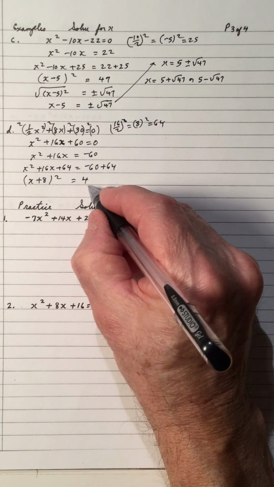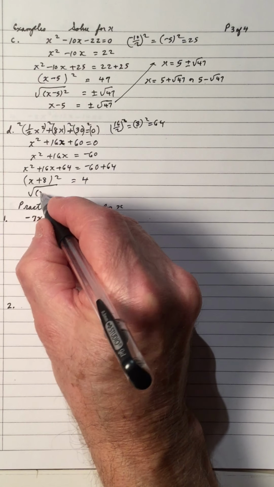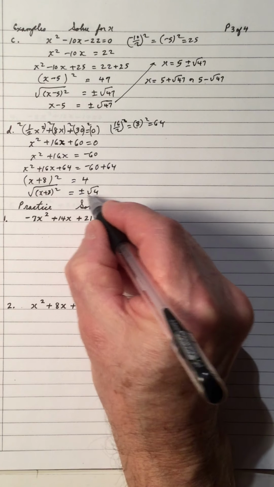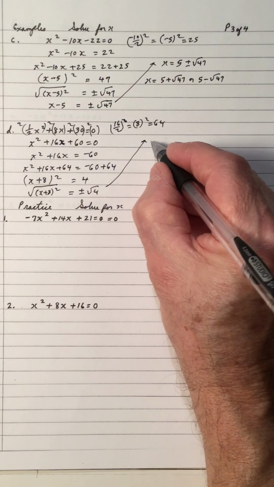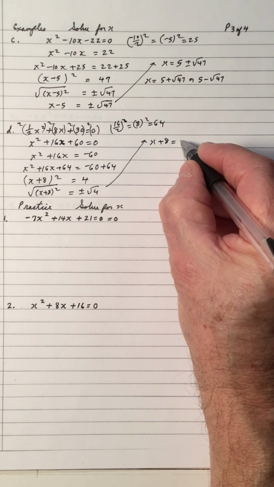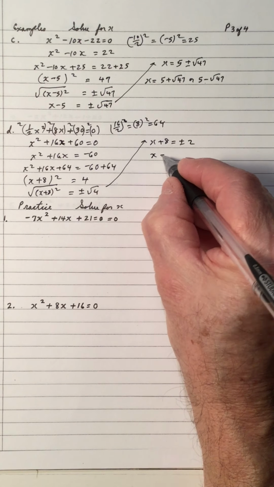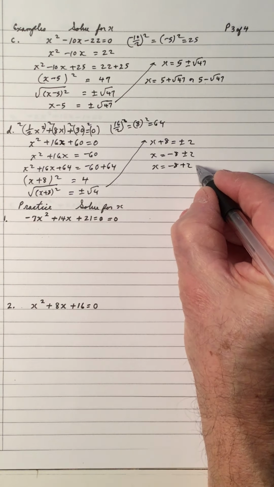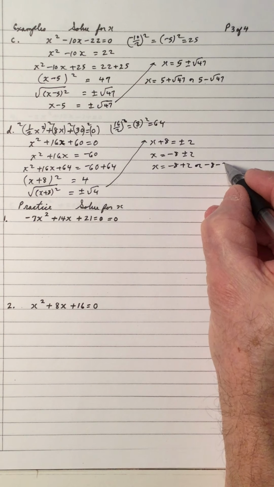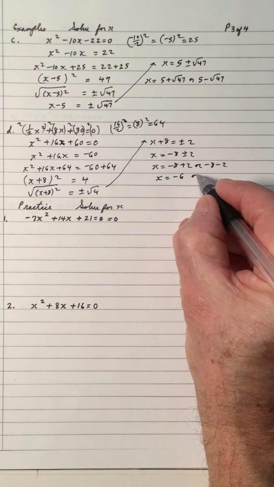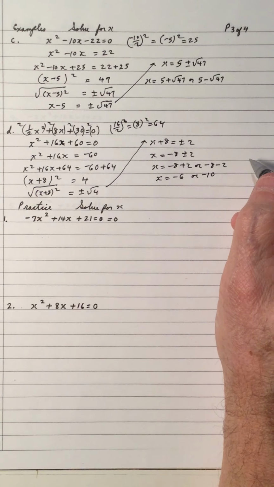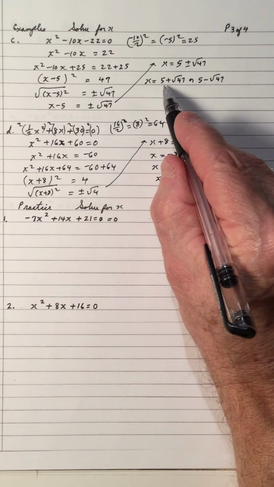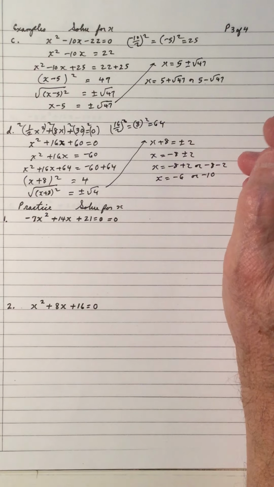And so now I will take the square root of both sides, and I'll also do plus or minus on the right side. So that gives me x plus 8 equals plus or minus 2. x equals negative 8 plus or minus 2. x equals negative 8 plus 2, or negative 8 minus 2. x is negative 6 or negative 10. And those are the two values of x. Again, it's a quadratic, so you have two roots. You have one root, and there's the other.